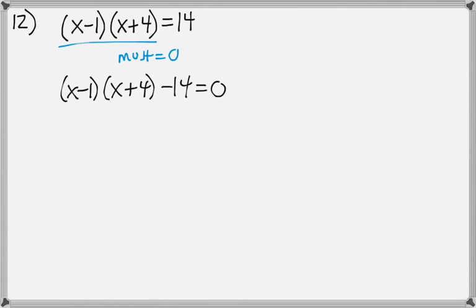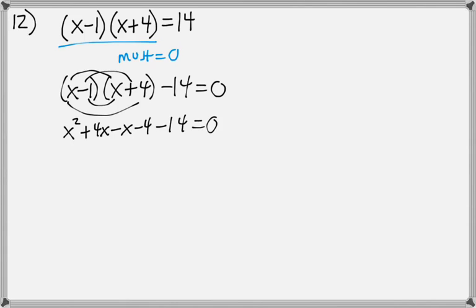And then I want to combine that negative 14 with this, but before I do that, I need to FOIL this. So I need to undo the factoring that was already done on this problem. So this will be x squared plus 4x minus x minus 4 minus 14 is equal to 0. And then that's going to be x squared plus 3x minus 18 is equal to 0.